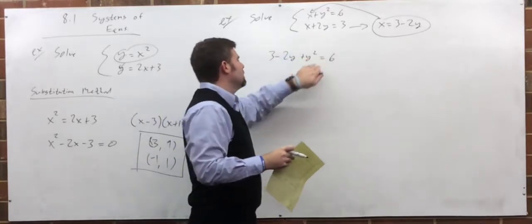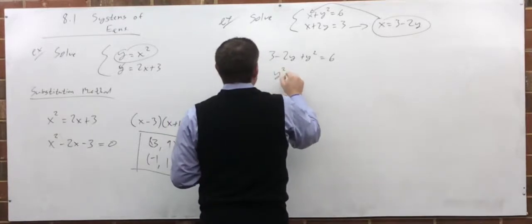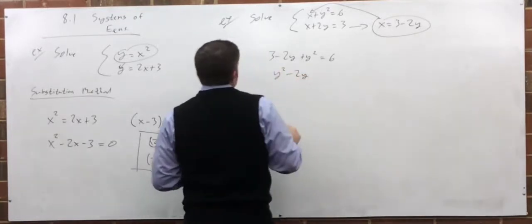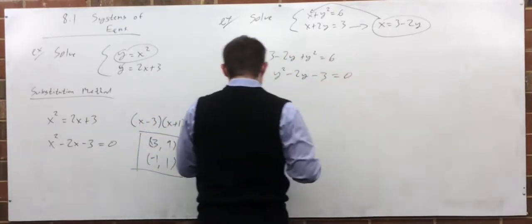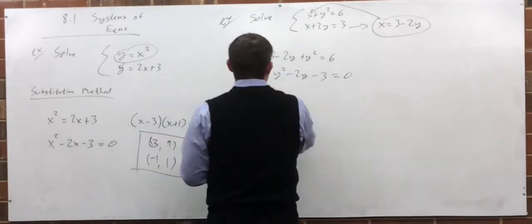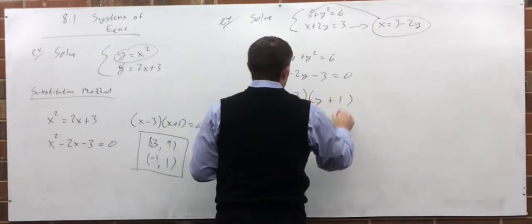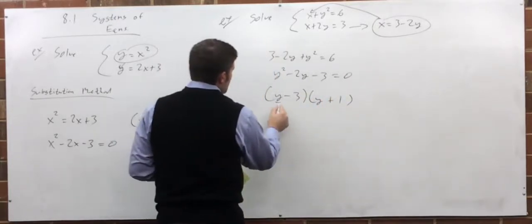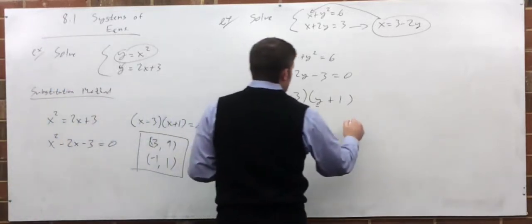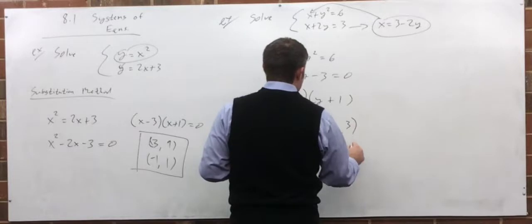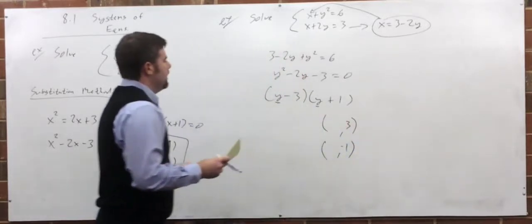Now I'm going again from two variables to a single variable, and we know what to do from there. We can rearrange it. Y squared minus 2y, subtract your 6 over, gives you a minus 3 equals 0. And this factors very nicely into y minus 3, y plus 1. Recognize now these are y values. Over here, they're x values. So be careful when you set your ordered pair. We've got one value of 3 and one value of negative 1. We need to find our x values.